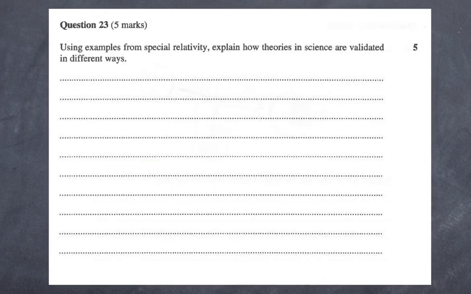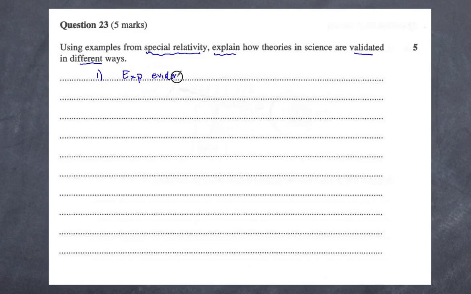This is a longer response question. It says use examples from special relativity to explain how theories in science are validated or supported in different ways. It's important you understand we can only use examples of special relativity. We need to explain, so we're looking at cause and effect, and finally we're looking at different ways. So we need to find 3 different ways that special relativity has been validated. And the first way we can look at is basically direct experimental design, so experimental evidence.